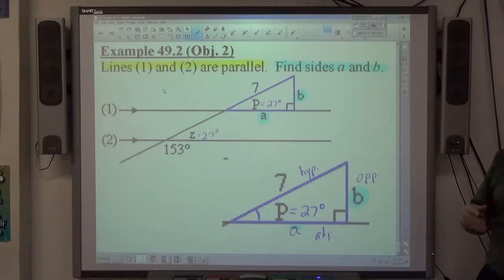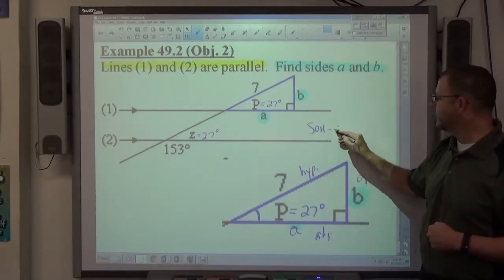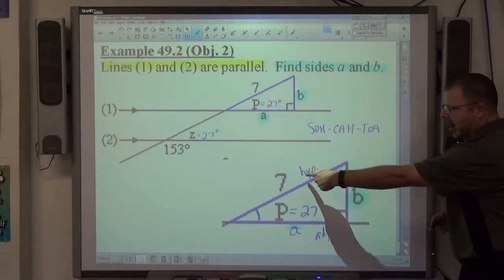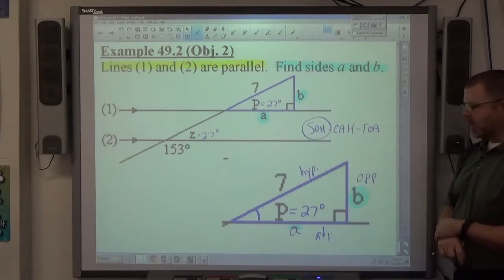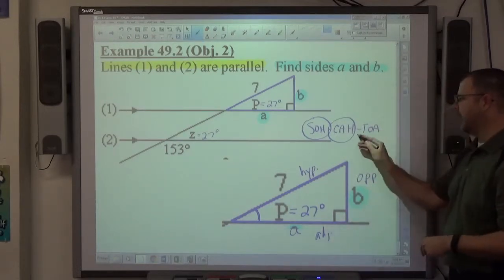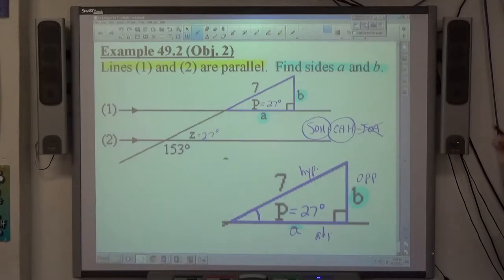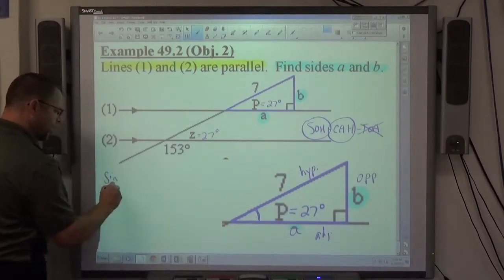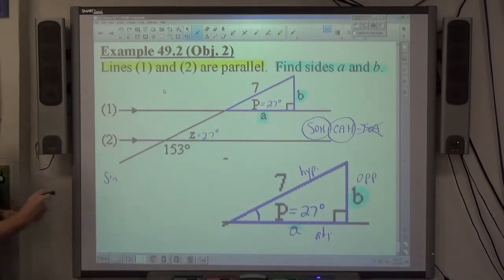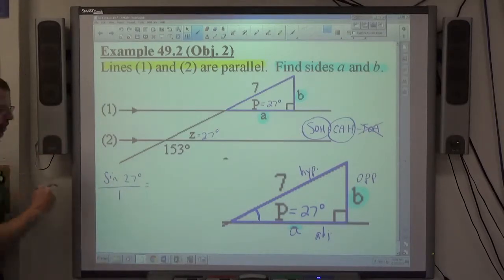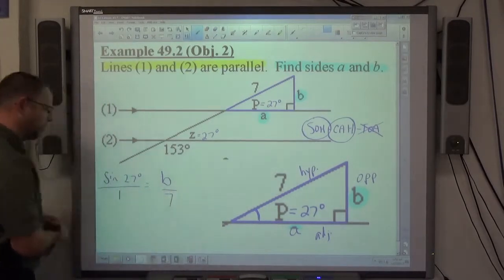All right, and trigonometry states with SOHCAHTOA, if I want to find the opposite side and I know the hypotenuse, sine's going to help me. If I want to find the adjacent side, I know the hypotenuse, cosine is going to help me. I don't know the opposite or the adjacent, so tangent's not going to help me. And those only work because now I know the angle is 27 degrees. And again, using trigonometry, I'm going to write it as so. So SOH is sine. We always do sine of an angle. The angle measures 27 degrees. I'm going to put that over 1. Equals opposite measure B over hypotenuse 7.